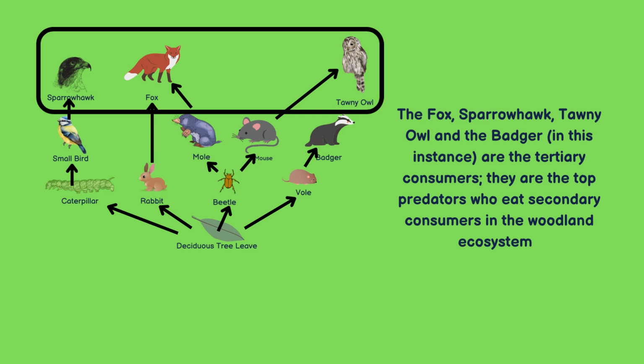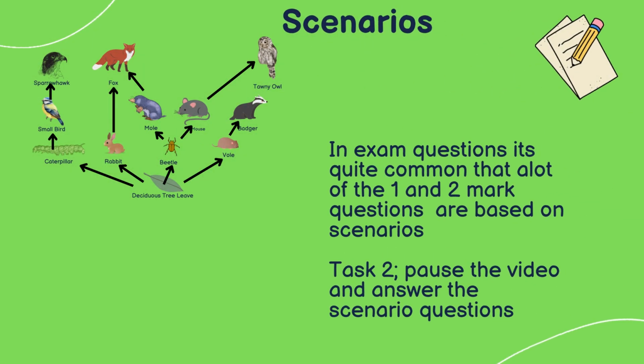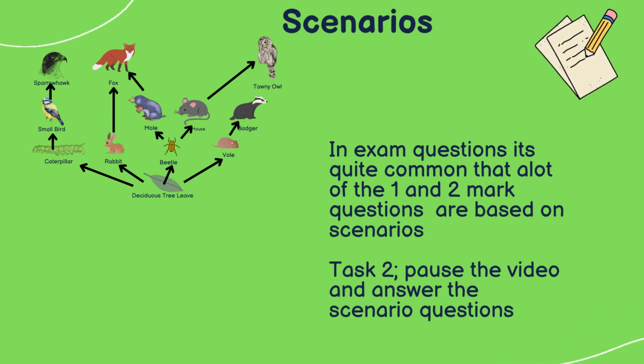Now, notice how parts of the food web interlink. You'll see the fox and the beetle are involved in more than one food chain. This is what makes it more complex than a food chain. Now, numerous GCSE past papers have often asked the students some questions based on scenarios that may affect the food chain or the food web. Pause the video and see if you can answer the following questions.